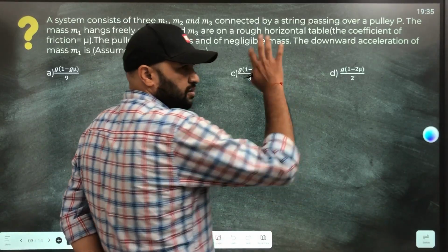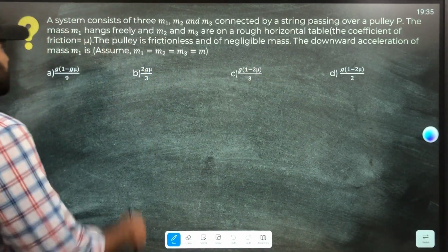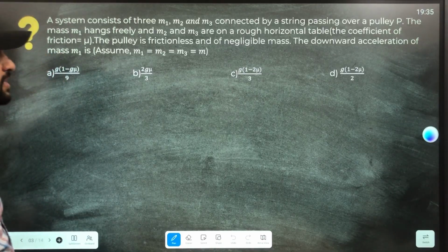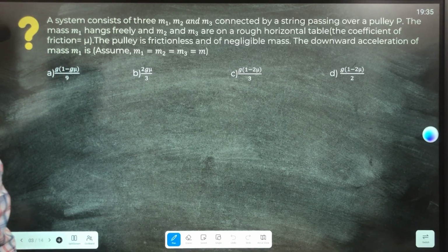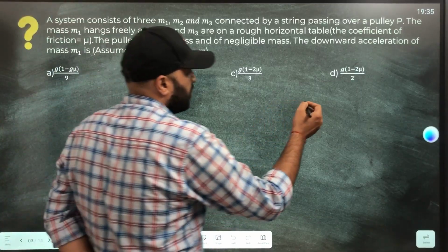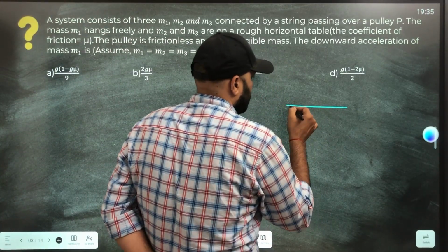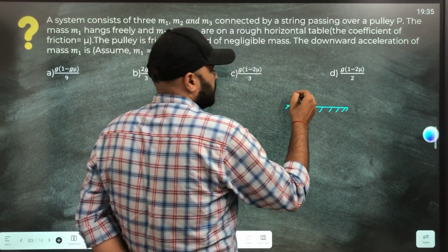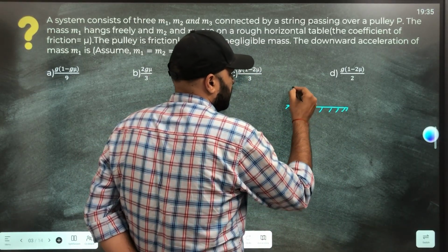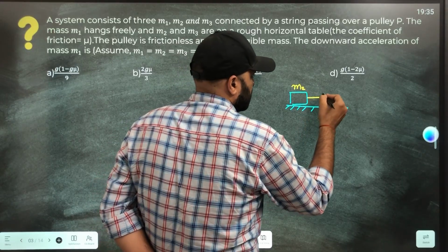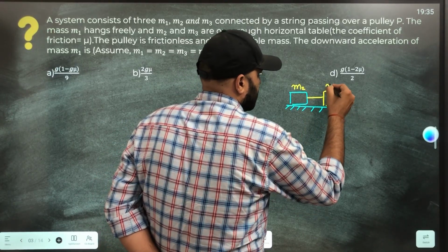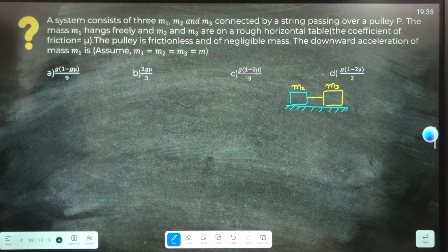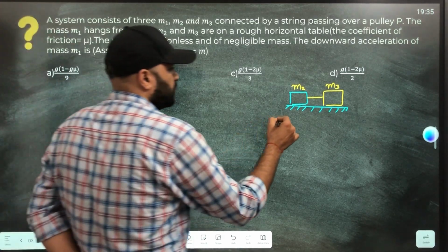Okay, let me just draw it, how it looks like. So this system consists of how many masses? Three masses connected by string passing over the pulley. The mass m1 hangs freely and m2 and m3 are on a rough horizontal table. So m2 is over here, m3, correct? m2 and m3 are on the rough horizontal table. The coefficient of friction over here is mu, fine.